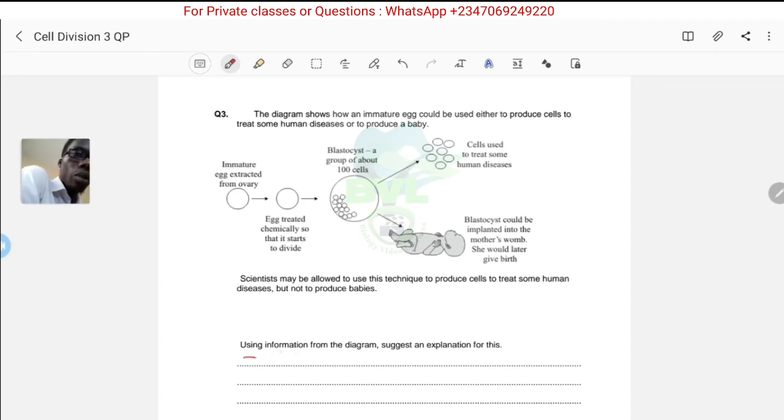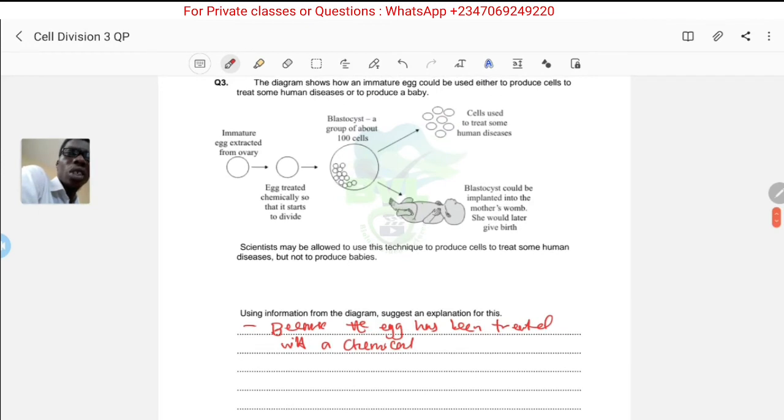Reason number one is because the egg has been treated with a chemical, and that's not what we want. The division was induced by a chemical, and that's not going to be good for a baby.